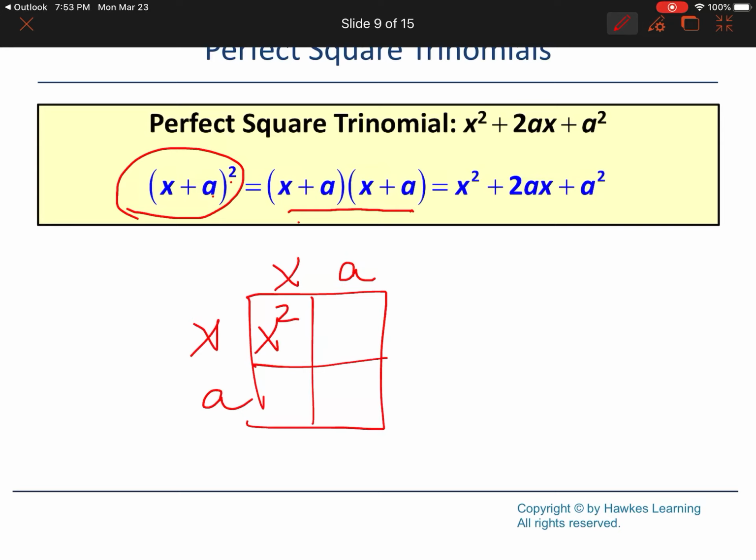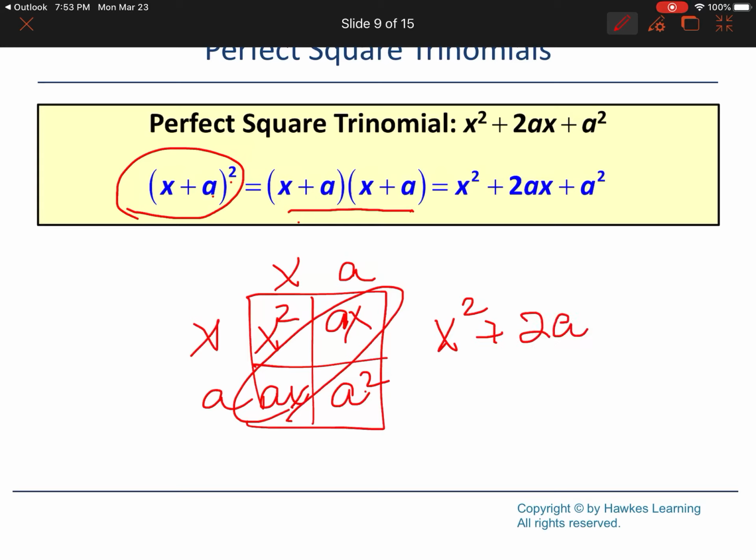We'd get our x squared. We have a times x. We have another a times x. And we have x squared. So when we add these together, they are like terms. They have the same variables, ax, but we have 2 of them. And so you can see that that is where we got this equation right here.